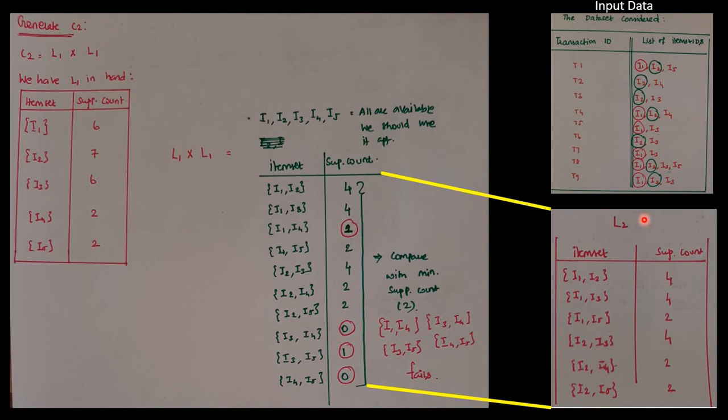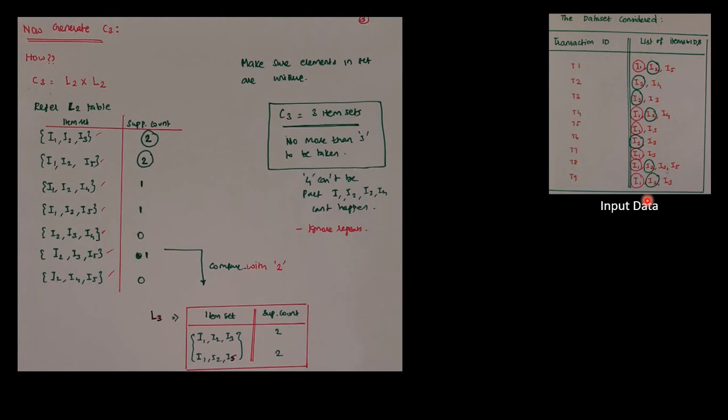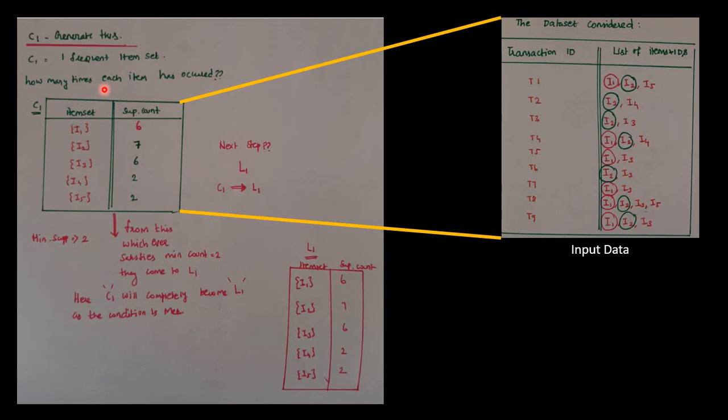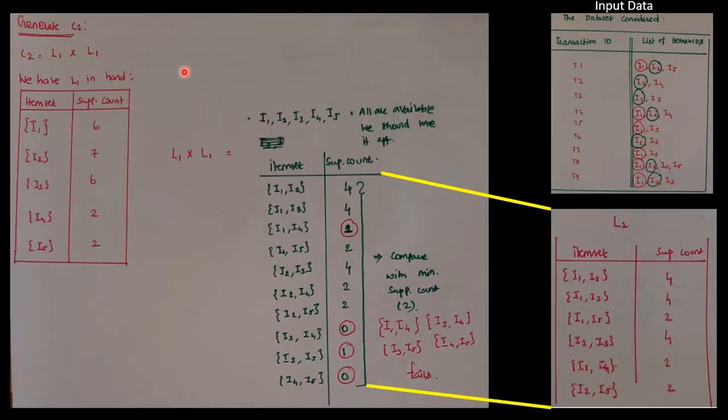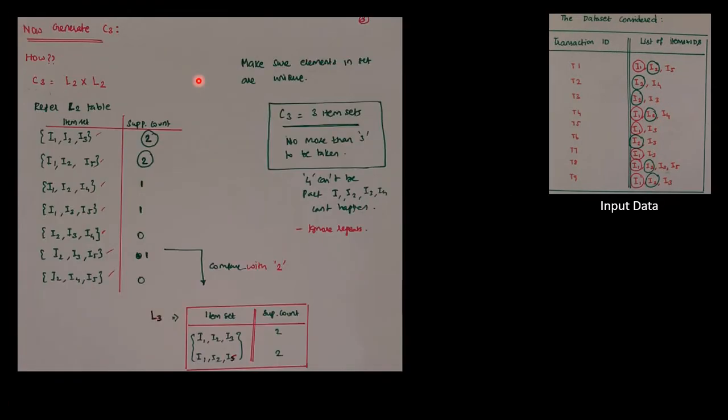So last time we generated L1 from C1, this time we are generating L2 from C2. Now what is the next step? It's very simple. We are going to generate C3. How do we generate it? C3 can be generated with L2 cross L2. What is C3? C1 is 1 frequent item set, C2 is 2 frequent item set, C3 is 3 frequent item set. That's all. So how do we do it? Very simple. I am going to generate L2 cross L2, which will get me C3.